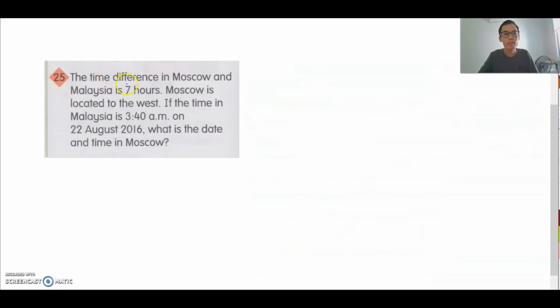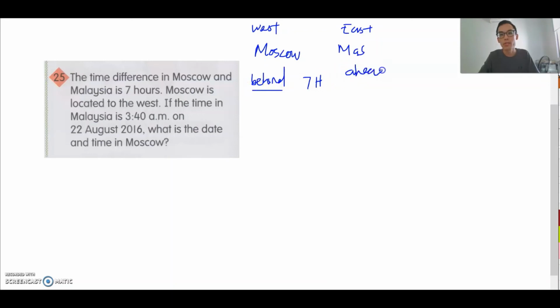Last question. The time difference between Moscow and Malaysia is 7 hours. Moscow is located to the west. So Malaysia, this is Moscow. Okay, Malaysia is in the east. Moscow is in the west. So the difference is 7 hours. So meaning Moscow is behind. Because it's in the west, it's 7 hours behind. Malaysia is 7 hours ahead of Moscow.